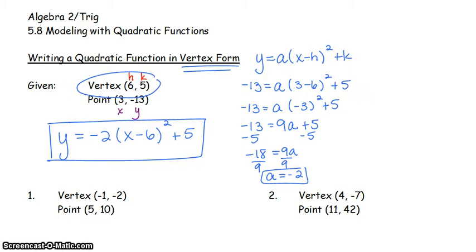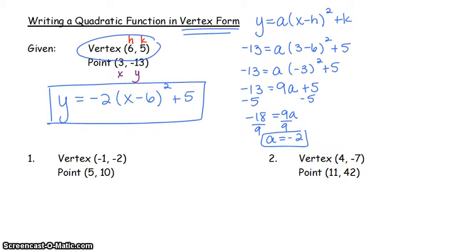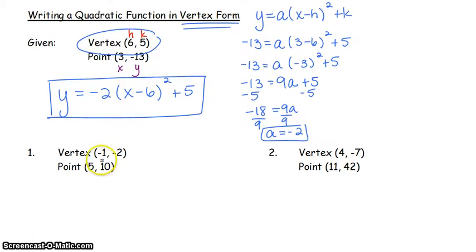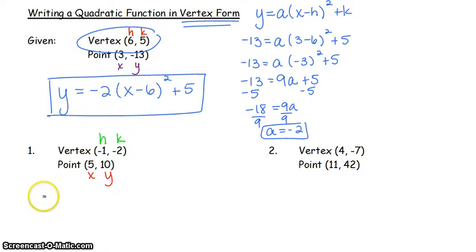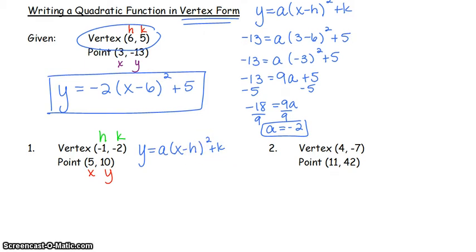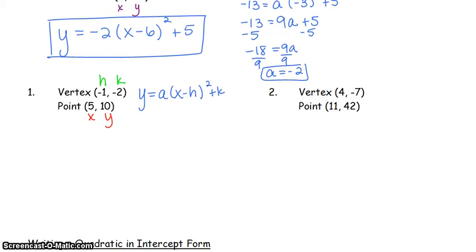I know that's a lot, so let's do one more example before I let you go on your own. The vertex is your h and your k value. The point you are going to use as the x and the y. We always start with our general form, which we know is y equals a times x minus h, quantity squared, plus k. We're going to fill in all of our known values.